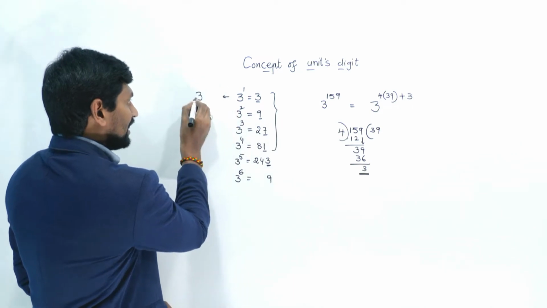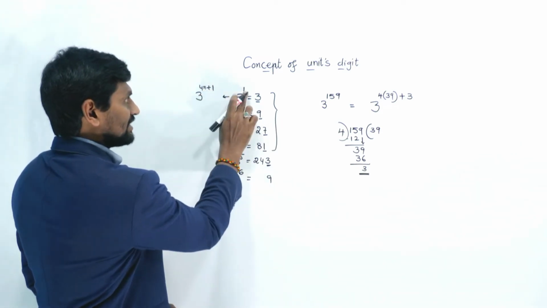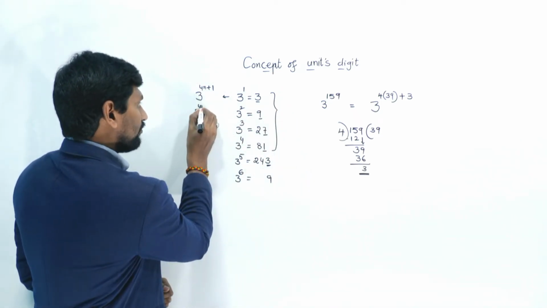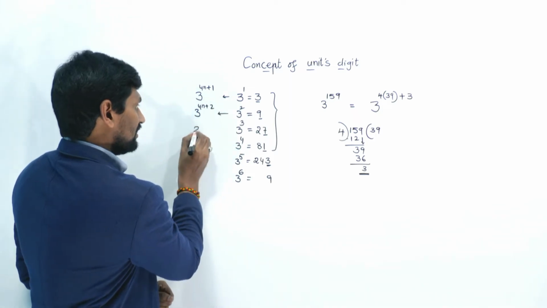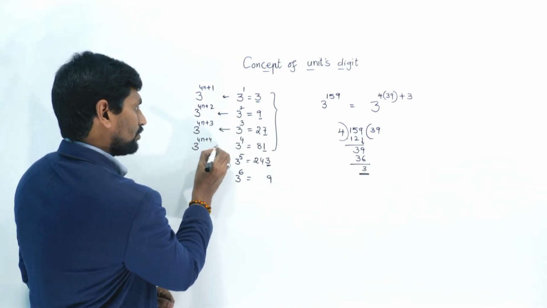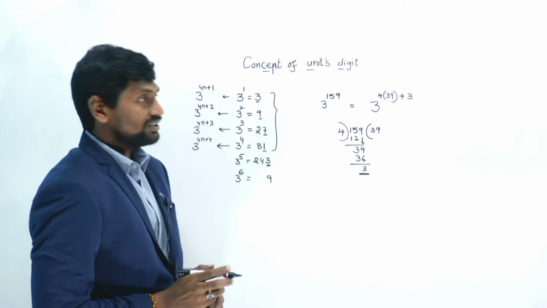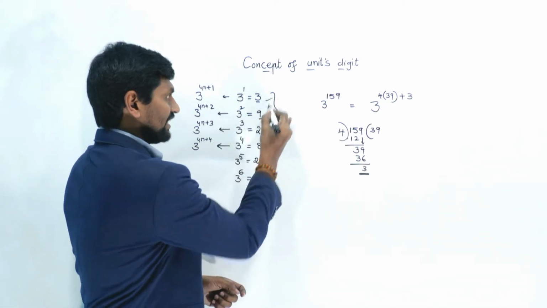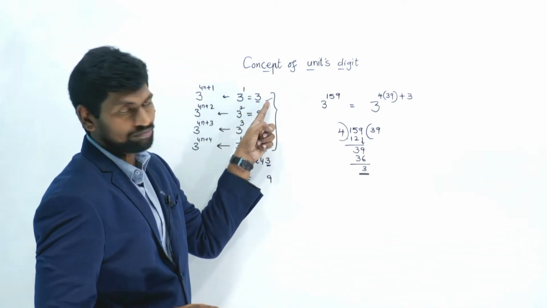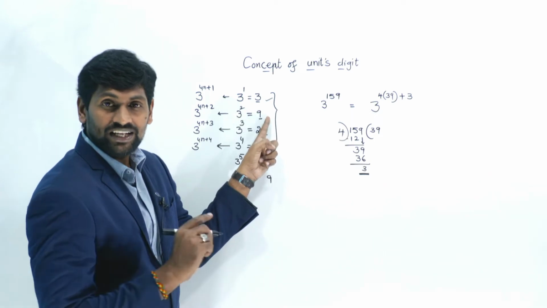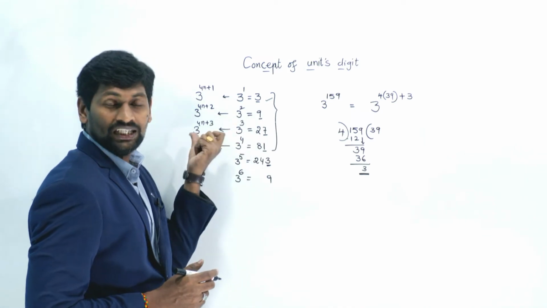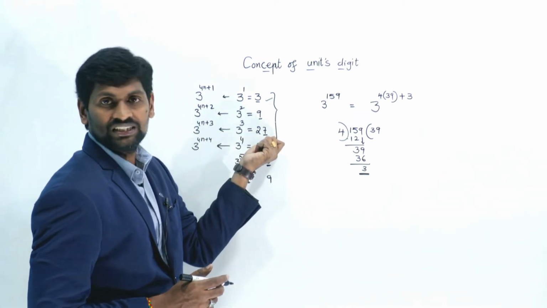Simply, the first term is 3 power 4n plus 1, then 3 power 4n plus 2, 3 power 4n plus 3, and 3 power 4n plus 4. Now, 3 power 1 is ending with the digit 3, as well as 3 power 4n plus 1 also ends with the digit 3. 3 square ends with 9, as well as 3 power 4n plus 2 also ends with the digit 9. Same way, 3 cube and 3 power 4n plus 3 end with the digit 7.